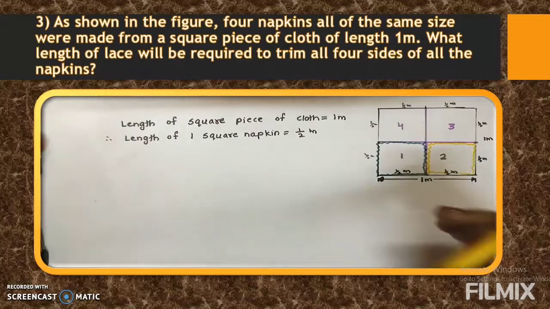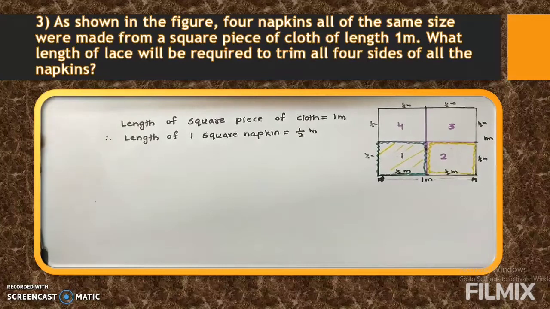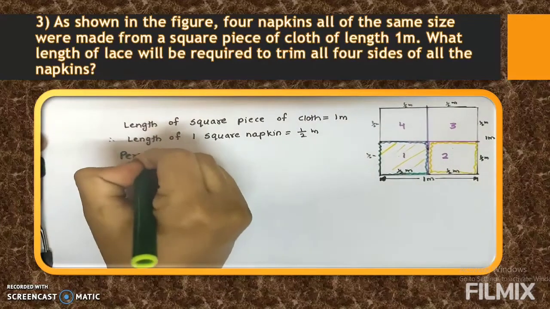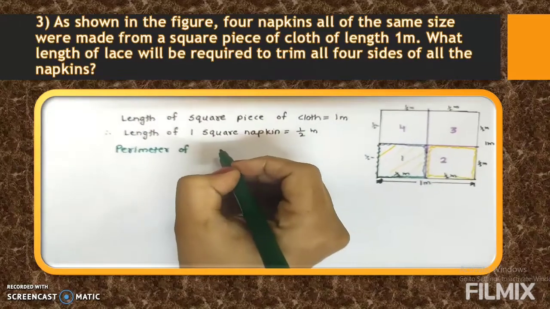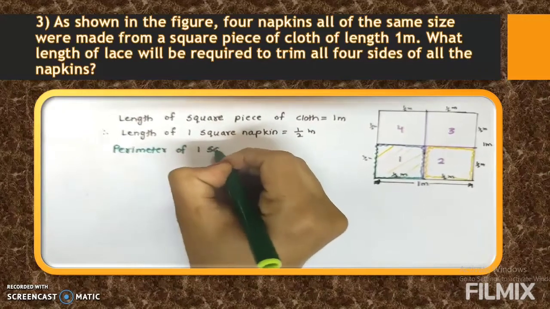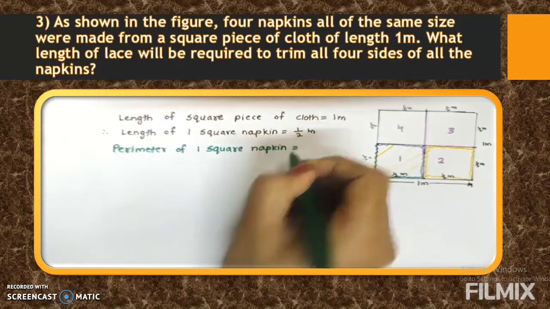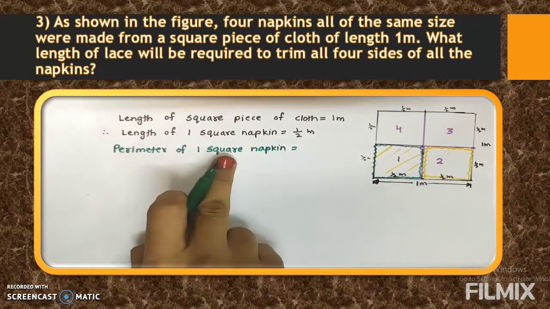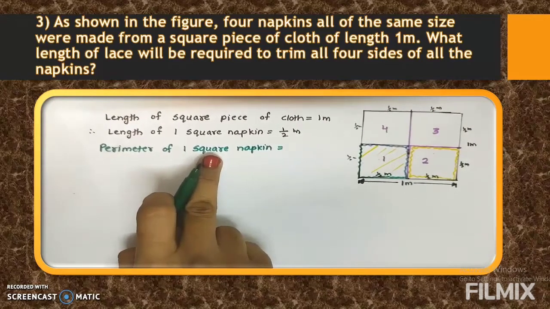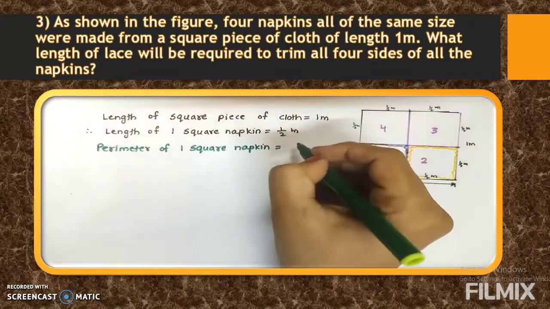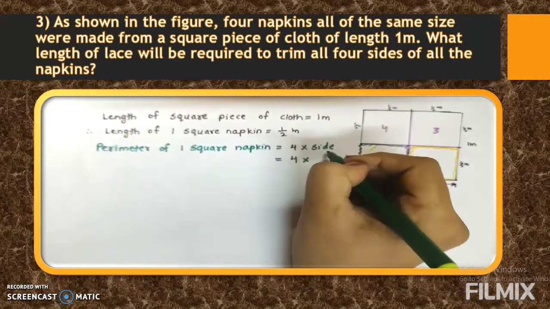So we will find out its perimeter, meaning this napkin's perimeter. Clear? Now we will write: perimeter of 1 square napkin. What is the formula? A square napkin is nothing but a square only. What's the shape of the napkin? Square. So which formula will we use? We will use the perimeter of a square. What's the formula? 4 into side. So this 4 we will write the same, into side.